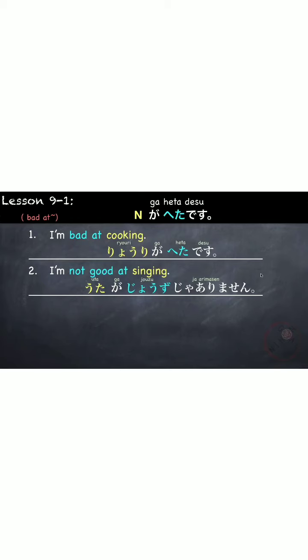Of course, you can add ka at the end to change this into a question, but we don't really ask someone, are you bad at something? Instead, we ask them, are you good at something? Next is how to ask what kind of something or what specific something do you like? Using どんな.